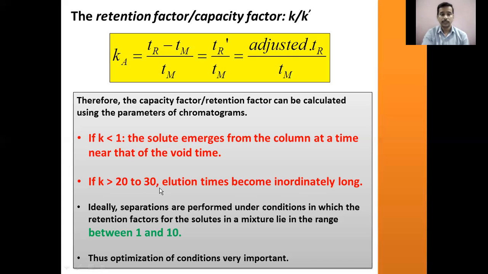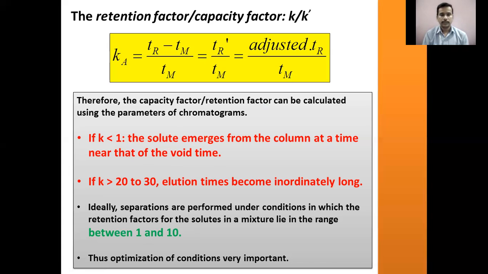So it is very important to adjust the chromatographic conditions in such a way that the capacity factor or retention factor is in the range between 1 and 10. So the capacity factor should be neither less than 1 nor greater than 10. In such a way, you have to fix the experimental condition. So how to do this?